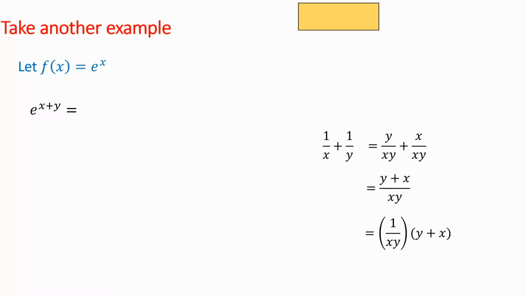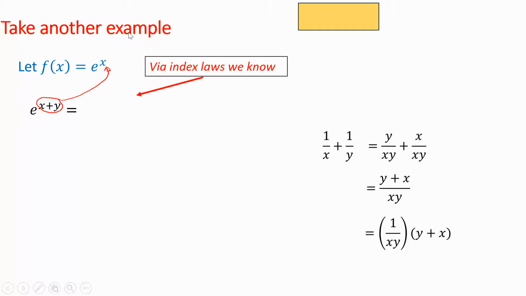You can have f of x equals e to the power of x, and I can then say e to the power of x plus y. I want you to see that all I'm replacing right here is the x with x plus y. So I can rewrite that in terms of my index laws as e to the power of x times e to the power of y. This is index law 1. When you multiply two indices with the same base, you add the powers, right? So if I had a to the power of 2 times a to the power of 3, you'd say that's a to the power of 2 plus 3.